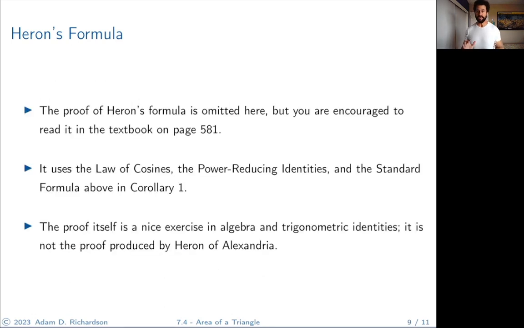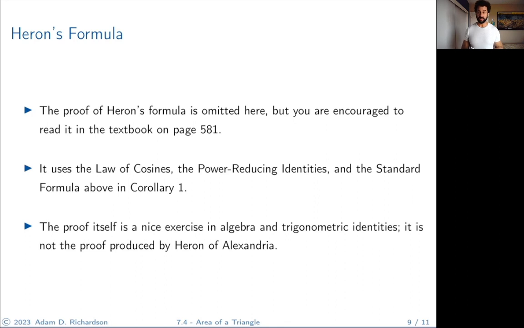A note about this, I omit the proof here. The proof is a little bit long and technical, but I encourage you to read it in the textbook. It's on page 581. It uses the law of cosines, the power reducing identities in the form of the half angle identities, and the standard formula from corollary 1, the one where we use right triangle trigonometry.